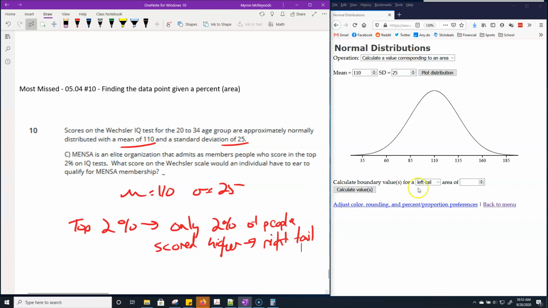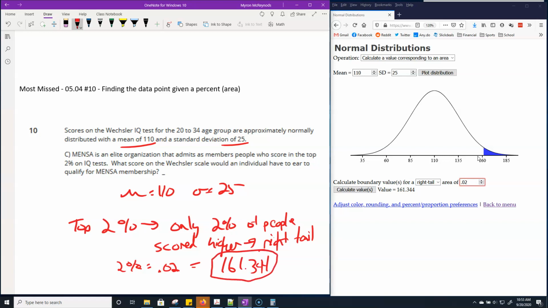All right, so 2% is going to be equal to 0.02, not 0.2, 0.02, right? So 0.02 for the percentage right there, and this is going to be right tail because only 2% of people beat this score. So you think of this, 2% of people beat it, right tail, is equal to 161.344. And I expect that, right?